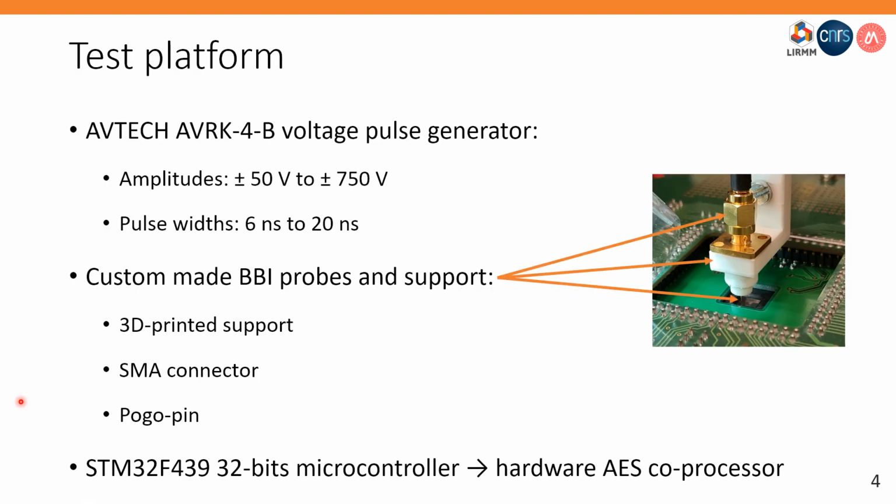Before going deeper into this presentation, let me present you shortly the experimental platform equipment. The voltage pulse generator is an AV-Tech model able to generate voltage pulses from 50 volts to 750 volts with both negative and positive polarities, with pulse width ranging from 6 to 20 nanoseconds. The BBI probes depicted in this picture here are custom made using 3D printed parts, an SMA connector, and a spring-loaded pin allowing to apply constant pressure on the IC backside.